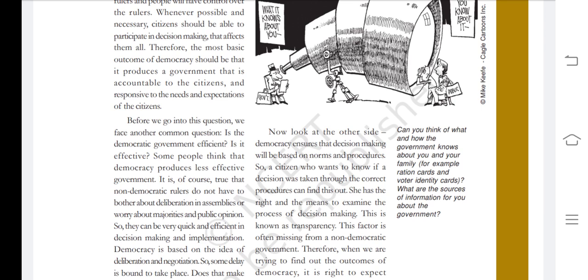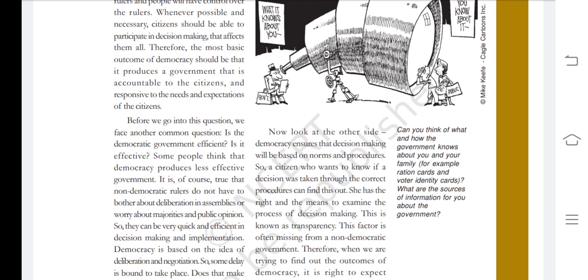What do you mean by this line? If you are talking about a democratic government, we are most concerned that it is ensured that people have the right to choose the rulers, whichever representative the people want should be chosen. So the right to vote, and people will have control over the rulers. Whatever decision is made by the people has to be followed by the ruler, because the people have chosen him or her as their representative. So this shows the accountability of democracy.